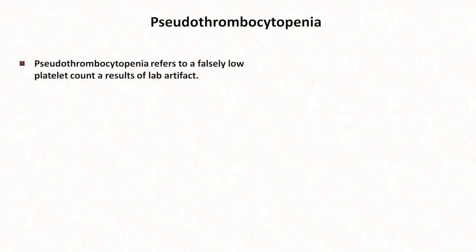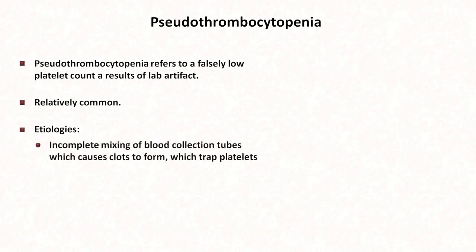One additional quantitative platelet disorder that should be discussed is pseudothrombocytopenia. This refers to a falsely low platelet count as a result of lab artifact. It's relatively common. There are two main etiologies. The more common of the two is incomplete mixing of blood collection tubes, which causes small clots to form, which then traps platelets and confuses the autoanalyzer. A less common etiology is EDTA-dependent agglutinins. In this case, in order to get an accurate platelet count, a different anticoagulant must be used.